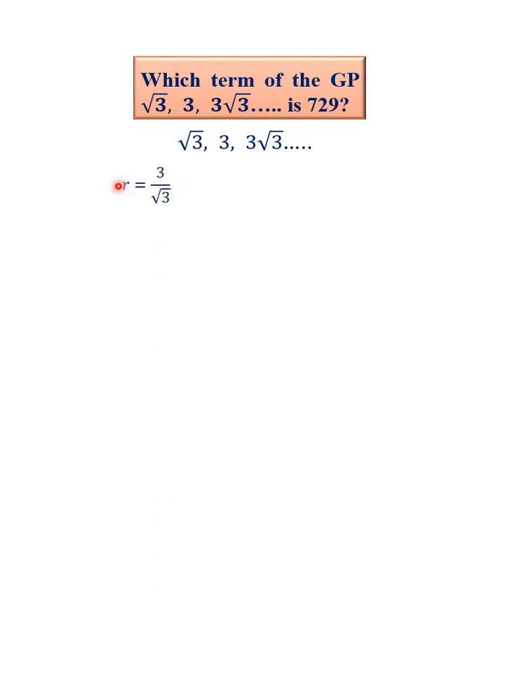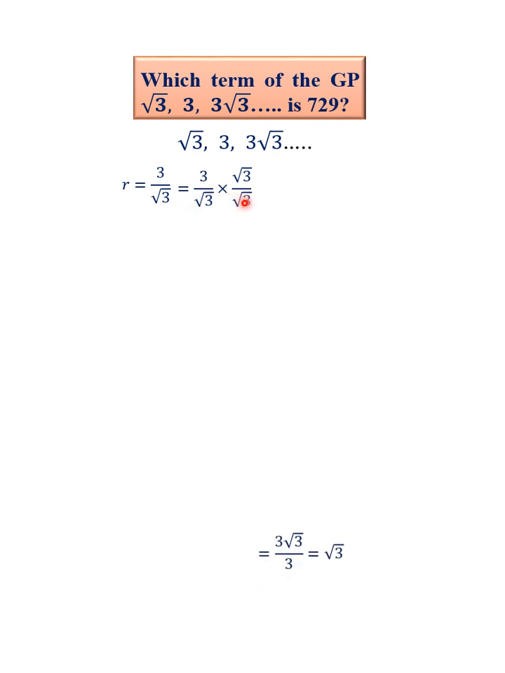The common ratio R is equal to the second term divided by the first term, which is 3 all over root 3. This is a surd expression, and we don't want root 3 at the denominator because it is an irrational number. You resolve this by rationalizing this surd expression. And to rationalize, you simply multiply the numerator and denominator by root 3, which is the denominator.